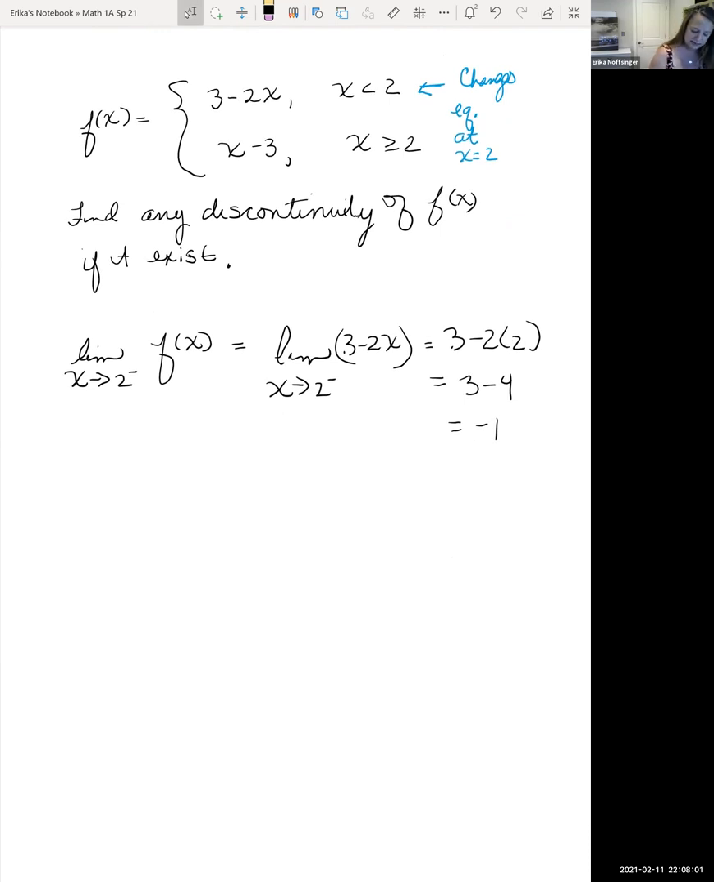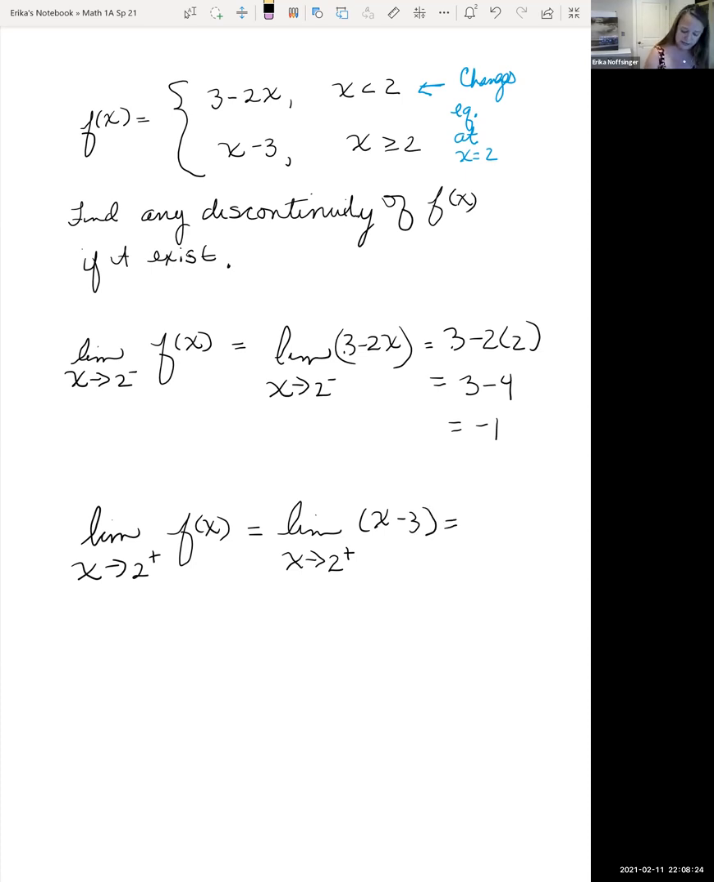Let's look at the limit as x is approaching 2 on the right of f of x. Well, those are values of x which are bigger than 2, so we need to use the second equation here. So the limit as x approaches 2 from the right of x minus 3. Go ahead and do direct substitution. We get 2 minus 3, which is negative 1. So notice that my left-hand side and my right-hand side are the exact same. So my limit does exist, and it's negative 1.